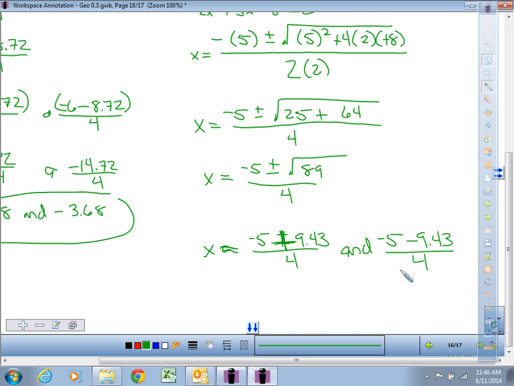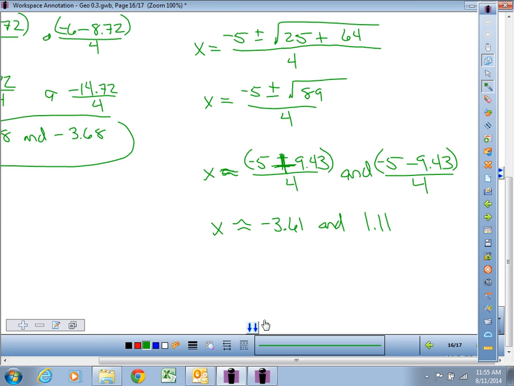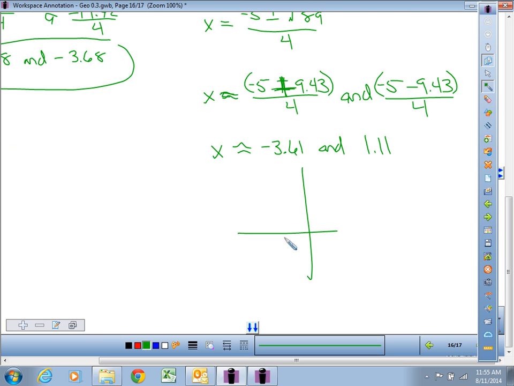There's your two answers. Again, if you want to throw this whole thing in your calculator, that is fine. Just make sure you use parentheses around those. If you do not, your calculator is going to mess up for you. When you throw that in your calculator, you get approximately, so we got our squiggles here, approximately negative 3.61 and 1.11. Remembering still, guys, what we are finding here is that parabola crosses at negative 3.61 and 1.11. That is still where that parabola crosses, is what we're finding right there.